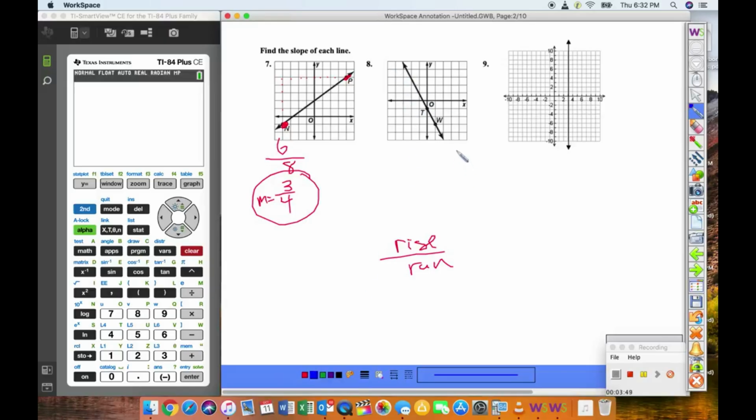And this guy, he's going to be a negative slope. You see how that guy's going down from left to right? So find your 2 points and just go down 2. So down 2 means that's negative, to the right one. So the slope is negative 2.